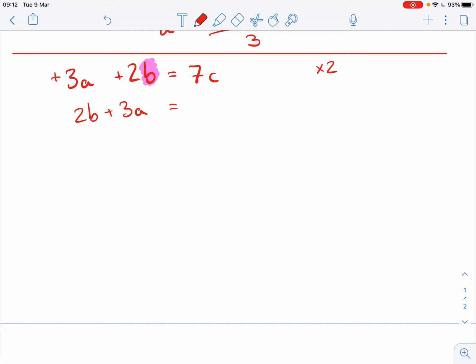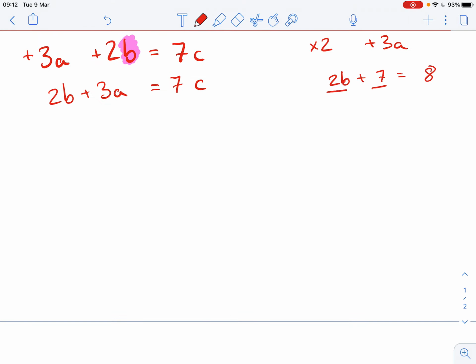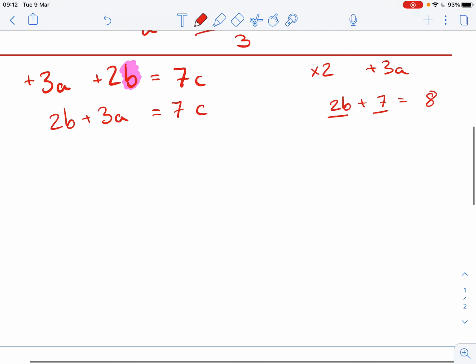So we can think about it like this if you want. Either way, the next step would be adding 3a. Just think about that 3a as a number. So if you had 2b plus 7 equals 8 or something, we would take away this 7 and then divide by 2 to solve it.